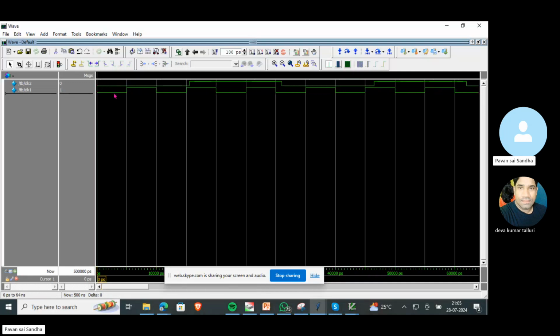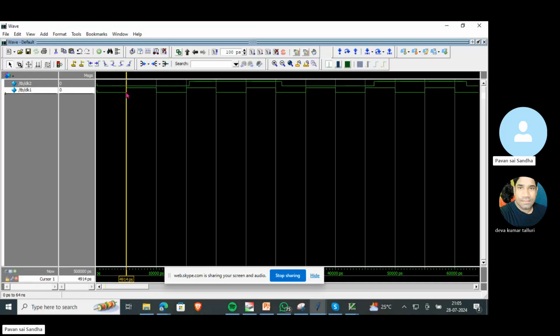This is the first clock, the down one, clock 1. For every 5 seconds, I'm negating it. Is for 5 picoseconds.